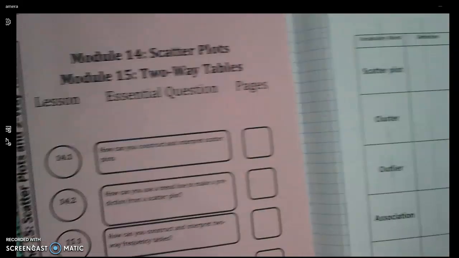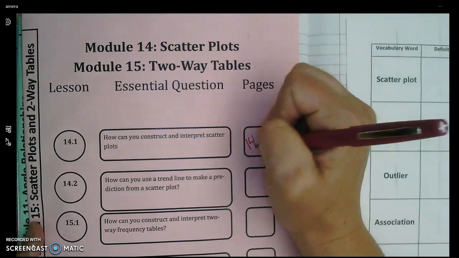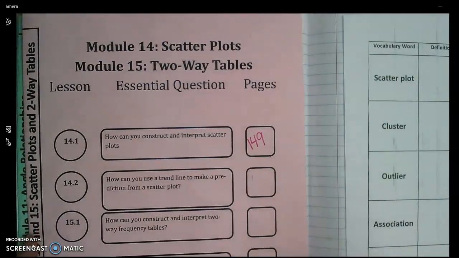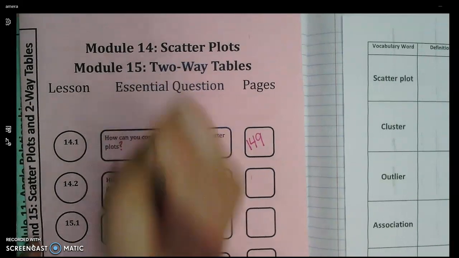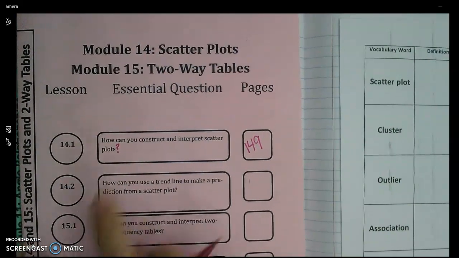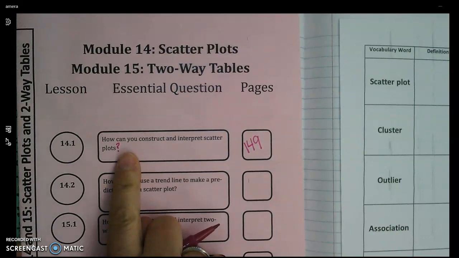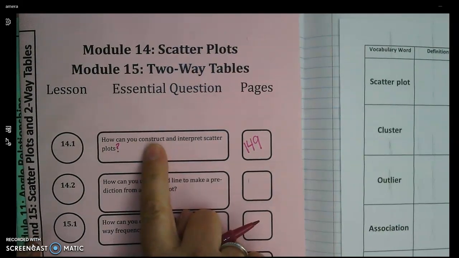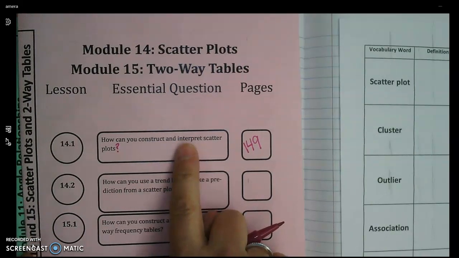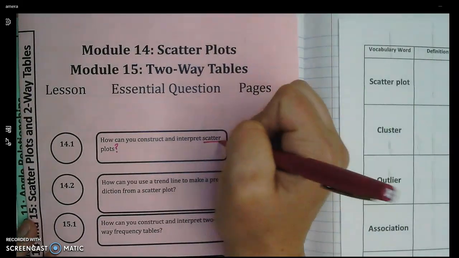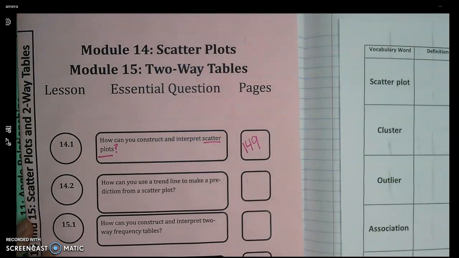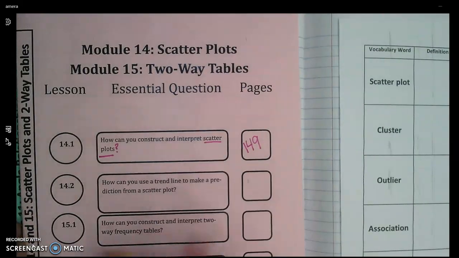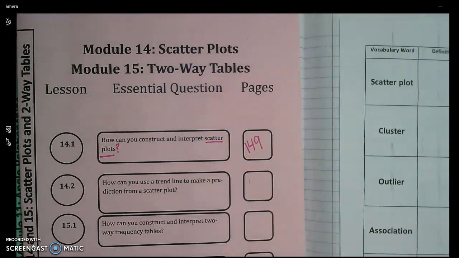To start, I'm going to be on page 149, and we are going to be answering this essential question. The question is, how can you construct and interpret scatter plots? So in order to be able to construct, or create, and interpret, which means find the meaning of, a scatter plot, the first thing we have to do is identify, well, what is a scatter plot and how do we use it? By the end of the lesson, you'll know what a scatter plot is, and then we'll be able to look at that scatter plot to pull some information out of it.